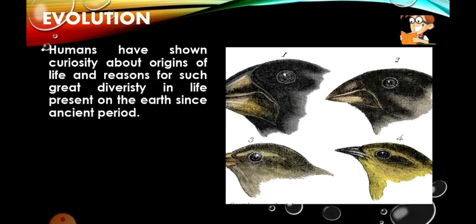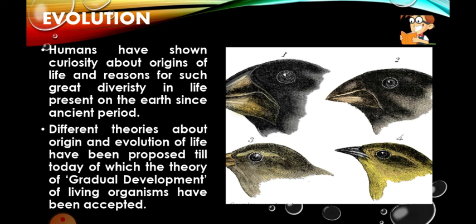So finally, I would say that humans have shown curiosity about origins of life and the reason for such great diversity in the life present on the earth since the ancient period. Once the human being has developed, its brain has developed, human beings have always shown curiosity to learn about the evolution or the origin of life, how life has evolved, where life has come from, and how it has evolved every time. Though different theories about origin and evolution of life have been proposed till today, the most accepted one is gradual development of living organisms. Okay, so this is one of the theories.